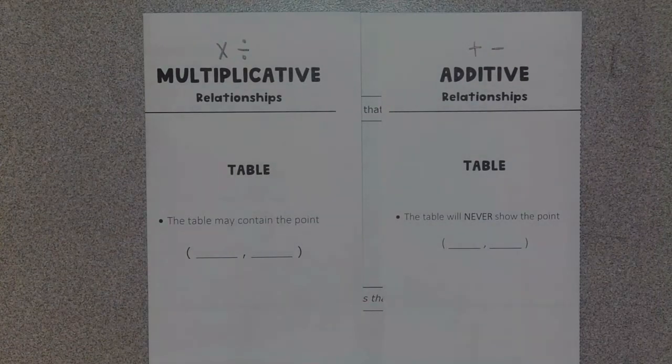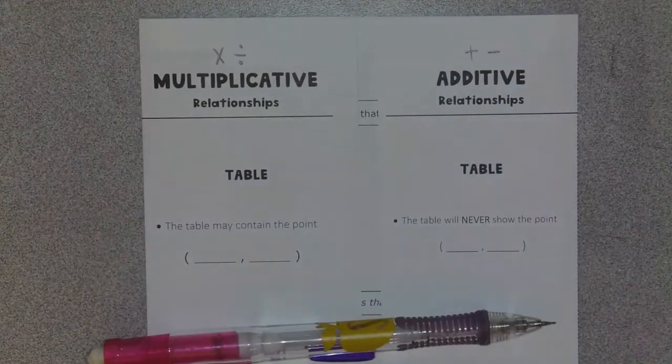So if I'm talking about a multiplicative relationship and I'm on a table, let's pause here for a second.